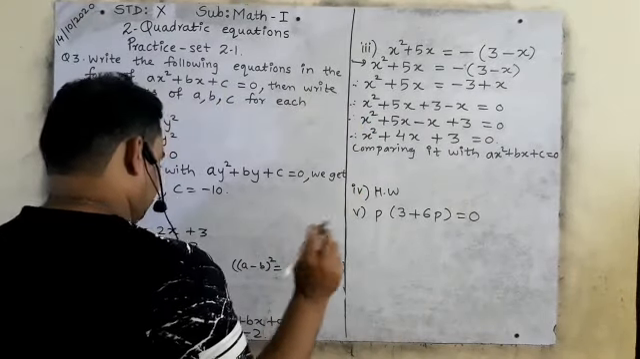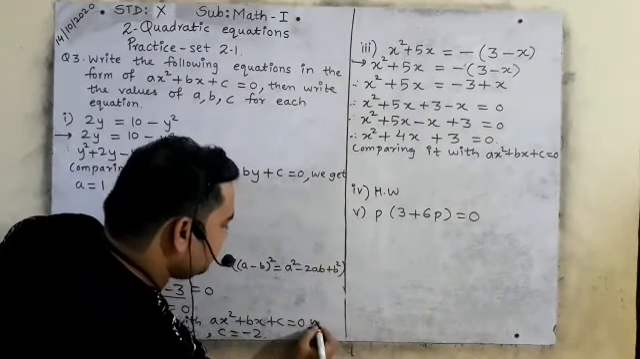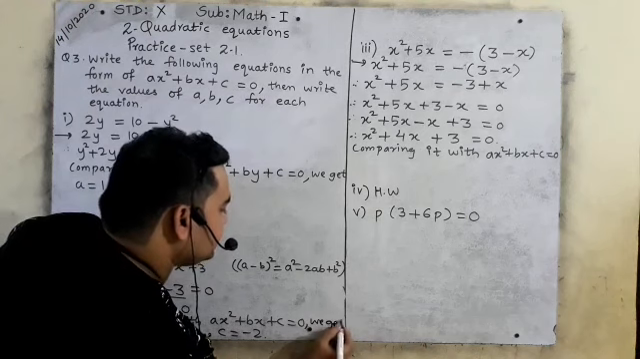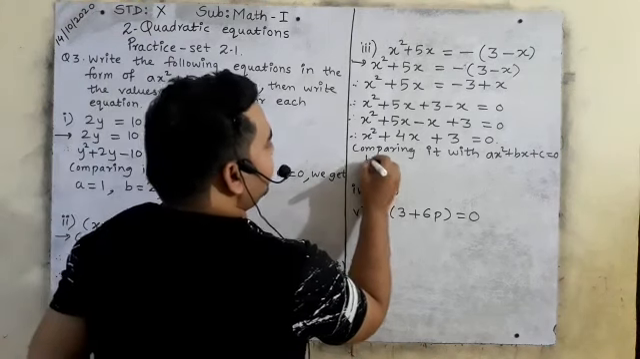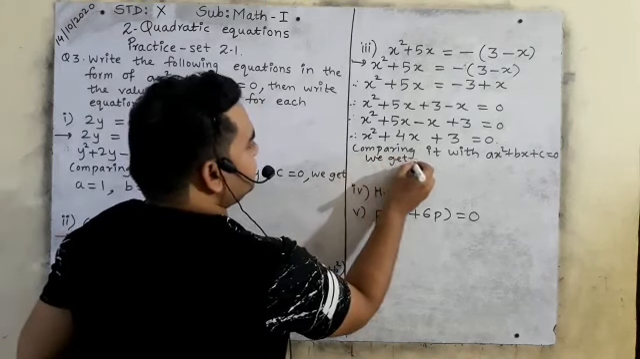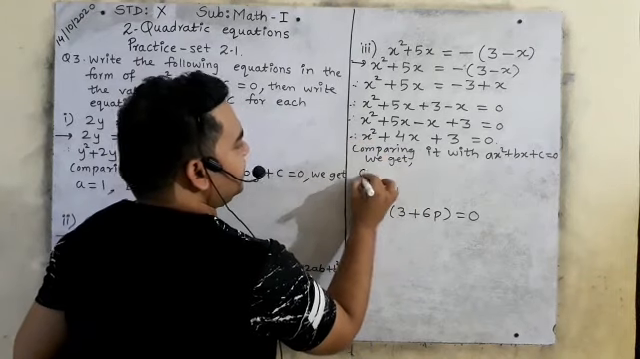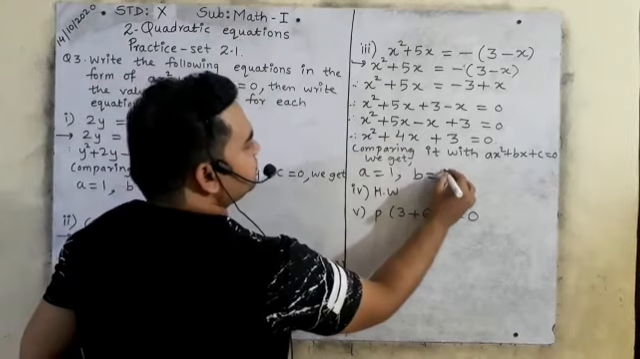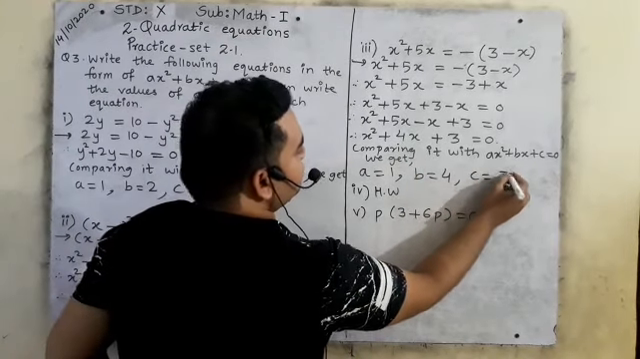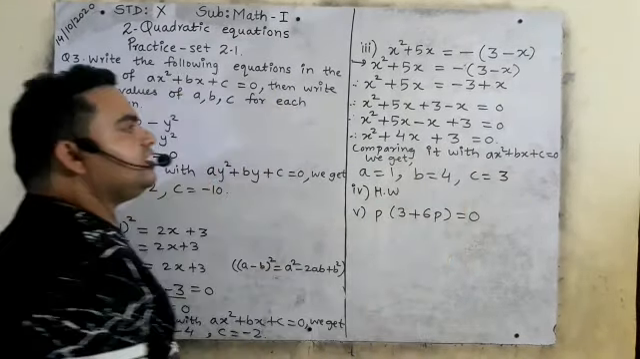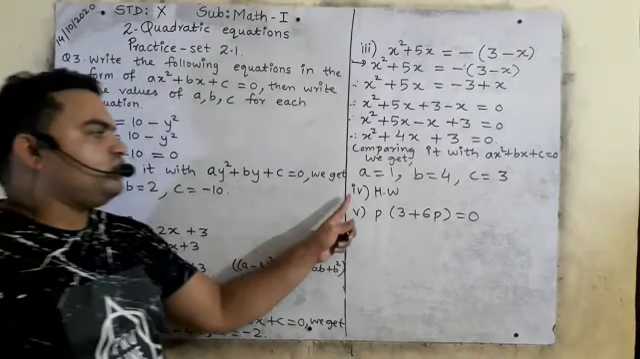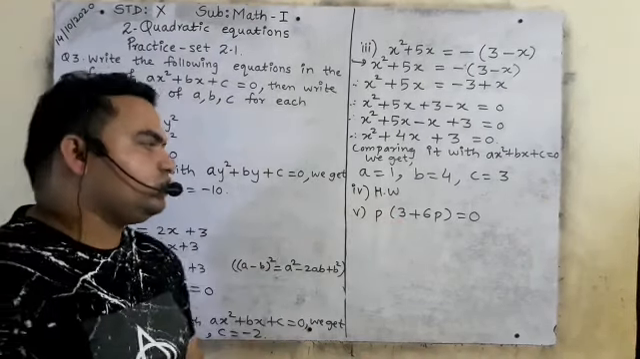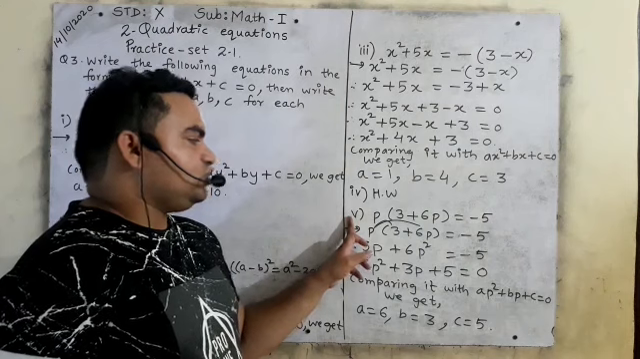We will get, what do we get? Just tell me. A is equals to 1, right? A is equals to 1. B is equals to how much? 4. And c is equals to how much? It is 3. So this is how we have to solve. Question number 4 is very much easy. That is homework for you. Now we will see question number 5.